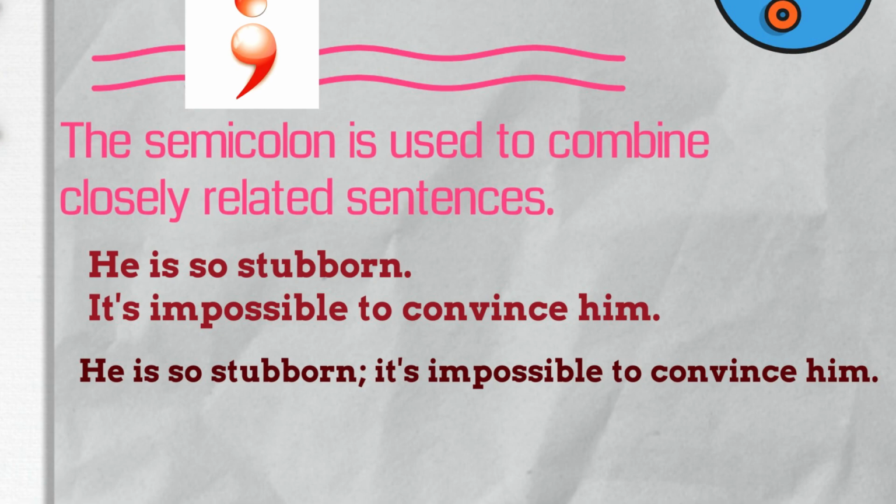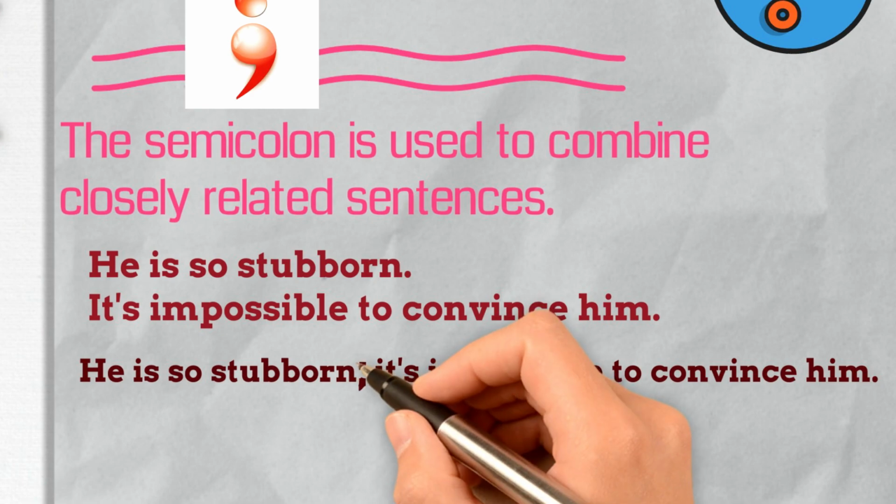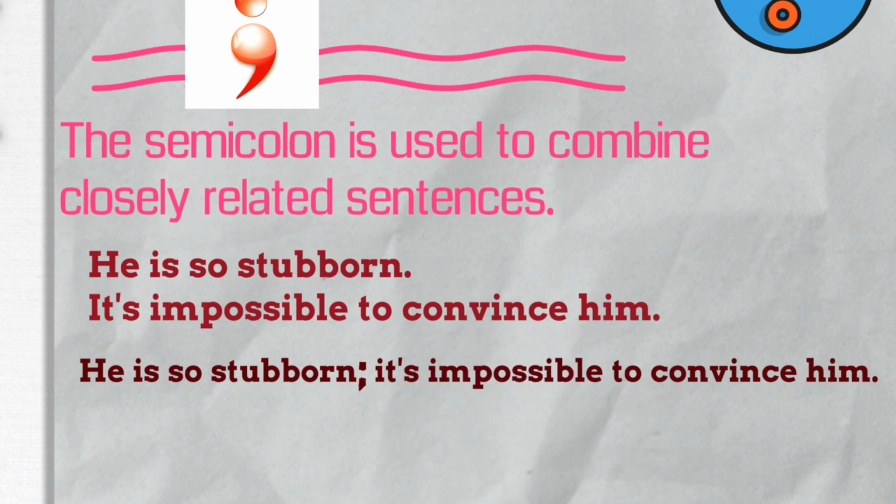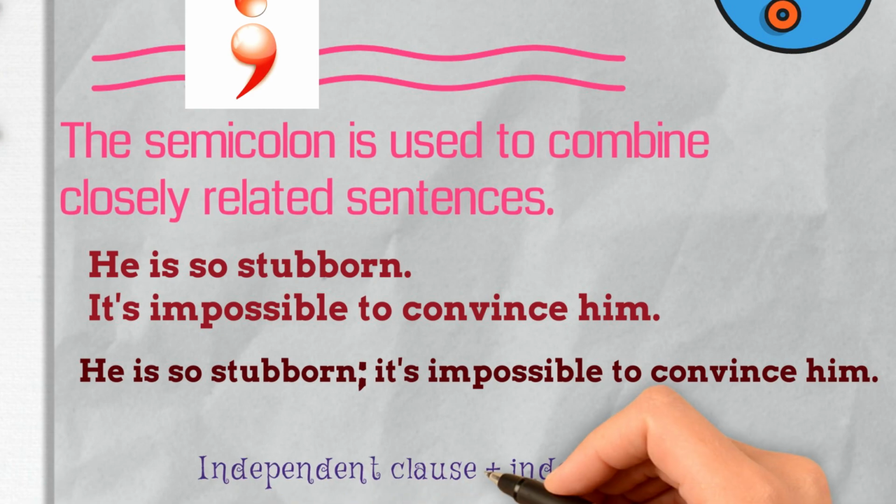Using the semicolon shows that your ideas before and after the semicolon are connected. He's so stubborn; it's impossible to convince him. Do you see a connection between these two sentences? Yes, as they are both talking about the same idea, him and his stubborn character. So, that is the use of the semicolon.